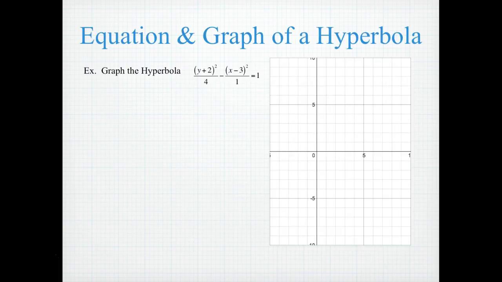So in our last example, we have the equation y plus 2 quantity squared over 4 minus x minus 3 quantity squared over 1 equal to 1. So the first thing I notice is it's a hyperbola because I have y squared and a negative x squared. They're being subtracted. So I recognize it's a hyperbola. The y variable is listed first, so I know I'm going to have a vertical transverse axis. So the branches of my hyperbola are going to open up and down.